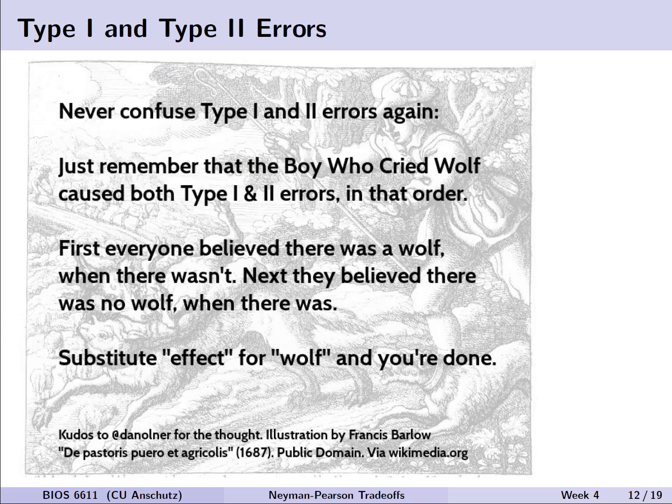Another way that we might be able to think about this is the story of the boy who cried wolf. So remember, in that story, we actually have a type 1 and a type 2 error committed in that order. First, when the boy cried wolf, everyone believed him, but there actually wasn't a wolf present. Next, when the boy cried wolf and there was one, they didn't believe there was one there.